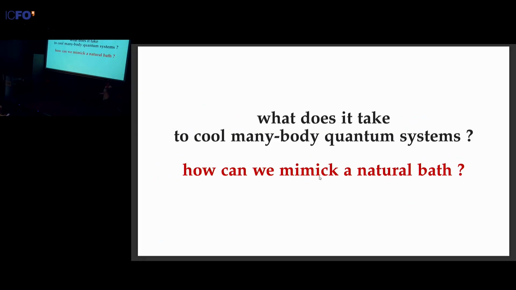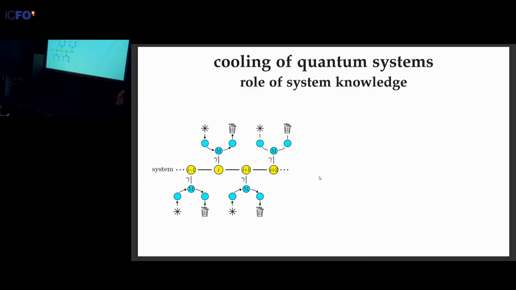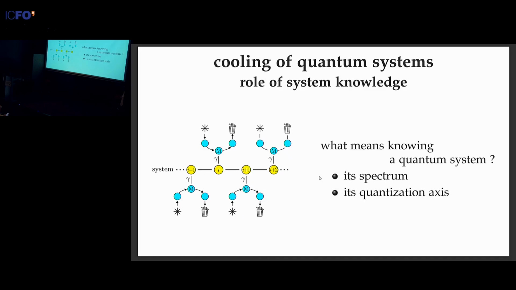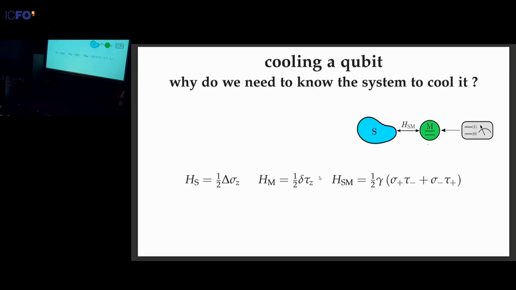Let me explain in more detail how we mimic a natural bath, or what exactly it means to know the system. There are two points to this answer. One is the spectrum, but the spectrum itself, you would think, is enough, but the spectrum is always defined with respect to a quantization axis. And when you couple the system to external degrees of freedom, like meters, the quantization axis also matters. So let's look at the most simple example that we can come up with, because there we can solve everything analytically: a two-level system and a two-level meter.